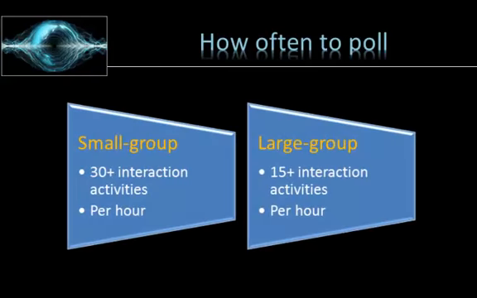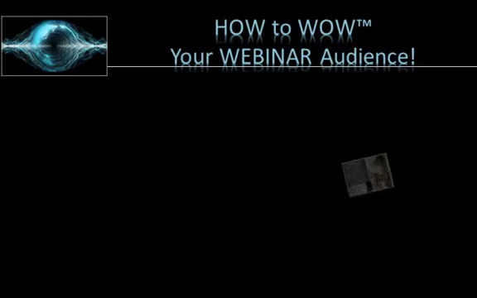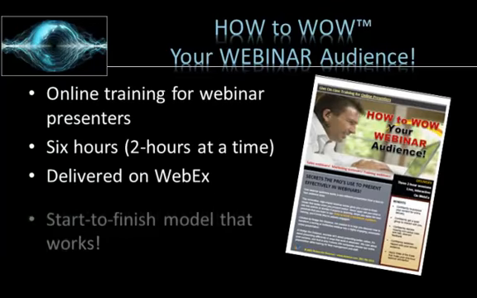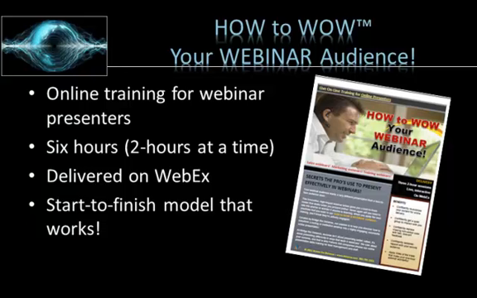How often should you poll? Well, if it's a small group presentation, maybe 20 people or less, there should be at least 30 changes in interaction that are going on every hour. If it's a larger group presentation, about 15 minimum per hour. That means you've got to switch back and forth between ways that we are causing that presentation to feel like it's very interactive.